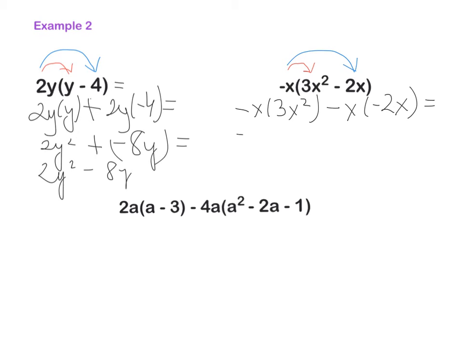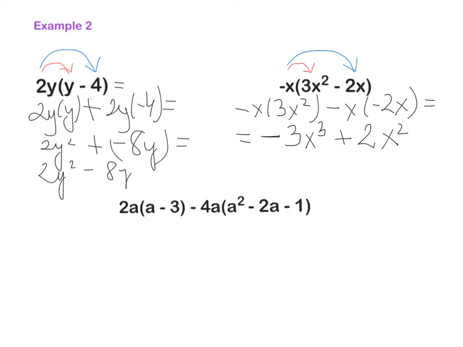Okay, and using the rule, letter by letter, number by number, we have minus x multiplied by 3x squared. So x by x squared gives you x to the power of 3, and it's negative because you have one negative and one positive. Okay, so minus 3x to the power of 3, and then you have minus x multiplied by minus 2x, so two negatives gives you plus 2, and x multiplied by x is x squared. That's it.